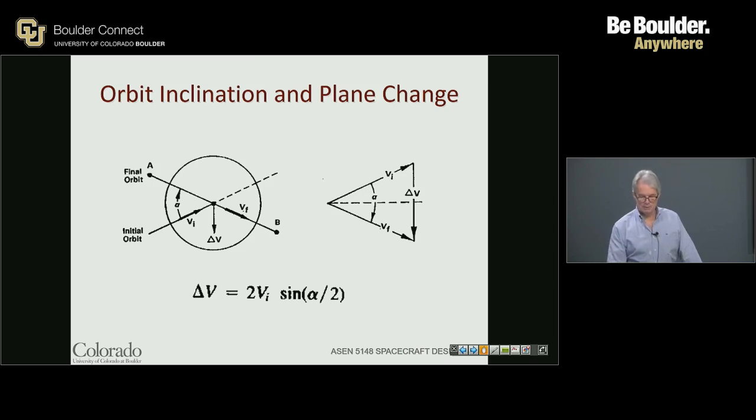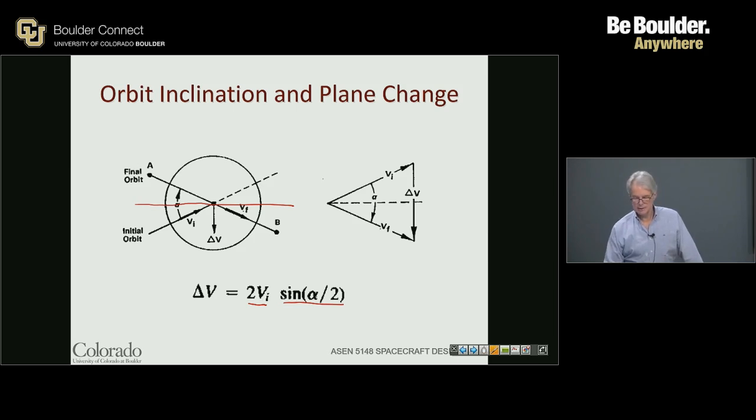So if I'm on an orbital plane that's, let's say, inclined to the equatorial plane, and I'd like to change that orbital plane to be different, and I have to swing it through an angle of alpha, I have to pay an enormous price. I have to pay the price of the velocity I'm traveling at times the sine of the angle divided by 2. Okay? So if I'm in a circular orbit, that's a problem.